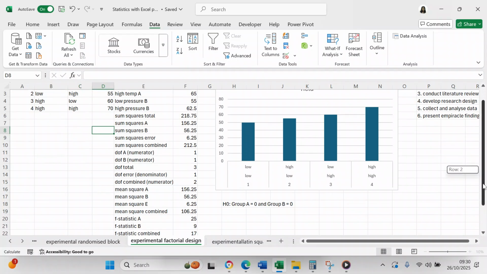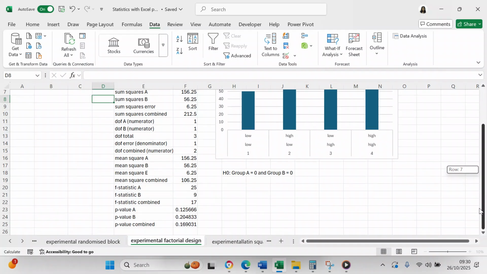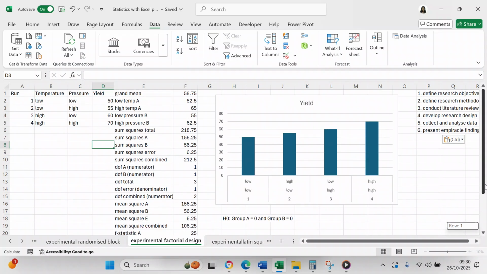And so rather than do the data analysis on the question, what I did was I did it myself. So you've got your grand mean, which is an average of D2 to D5, that's your yield.